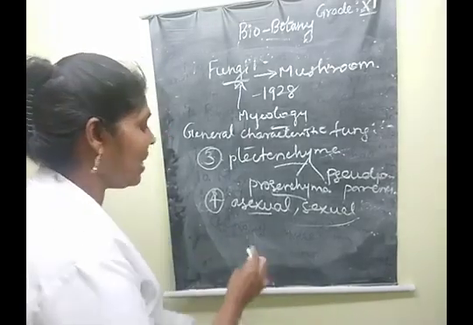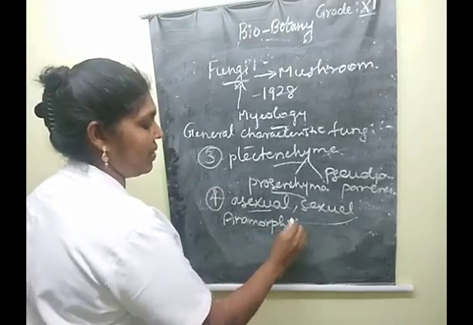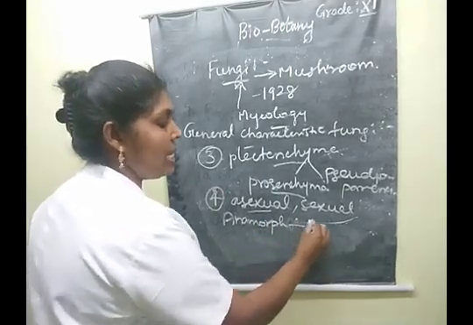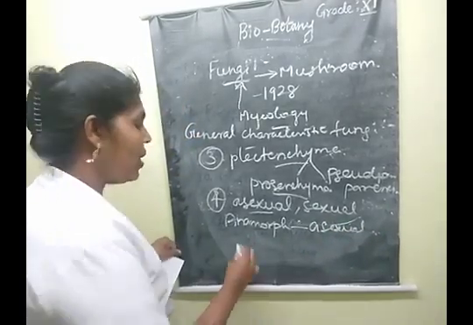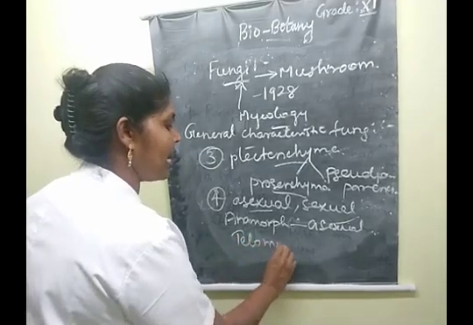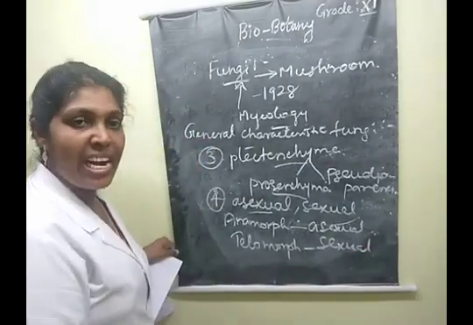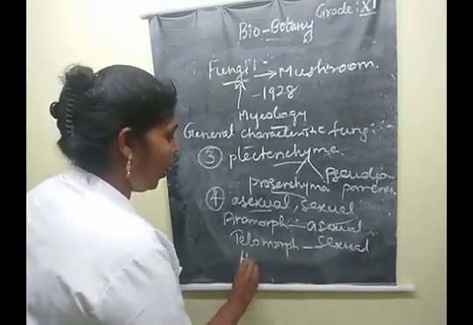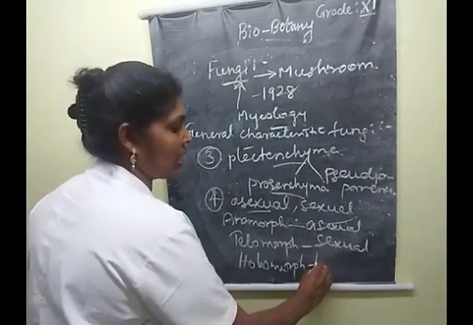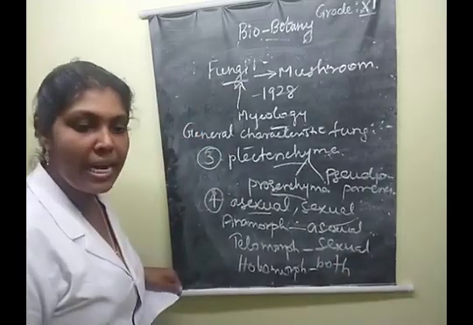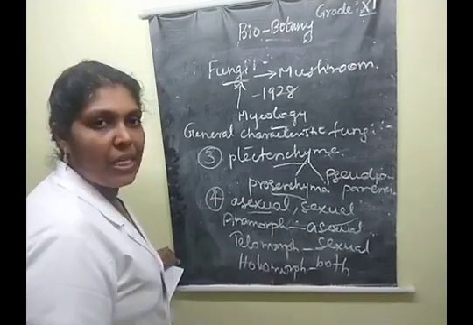Okay. So here we learn what is meant by anamorph. Anamorph means the asexual phase takes place. What does telomorph mean? Telomorph means the sexual phase of reproduction. What does holomorph mean? Holomorph means both phases, asexual and sexual reproduction, take place. These are the types.